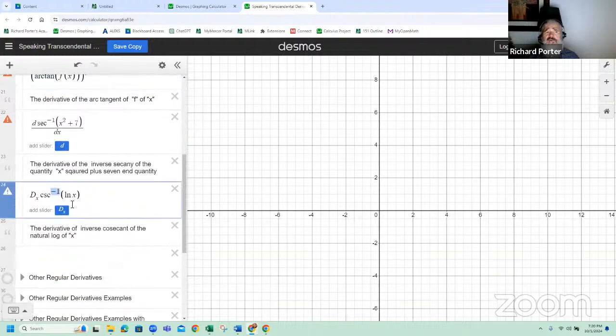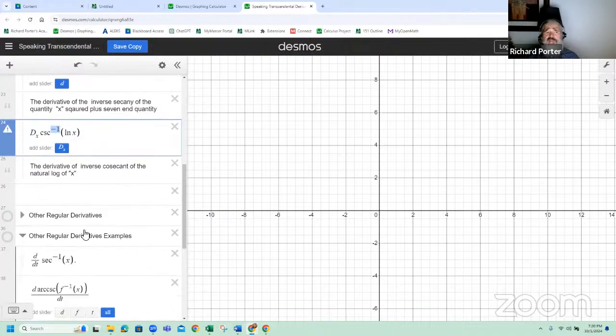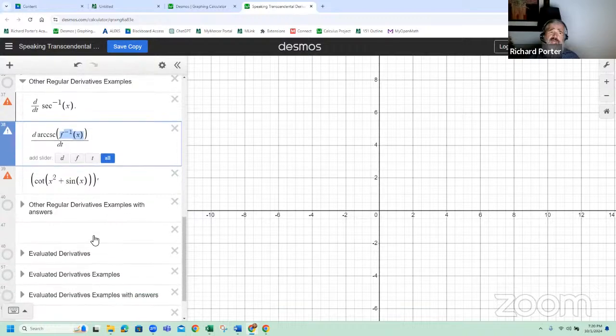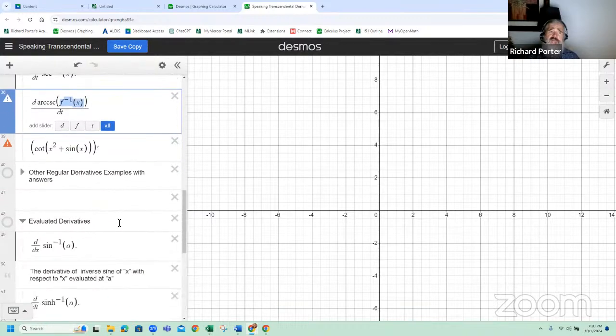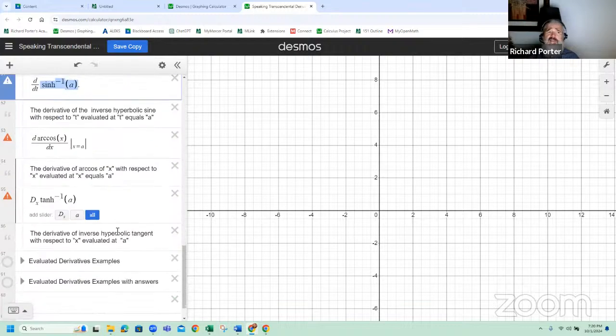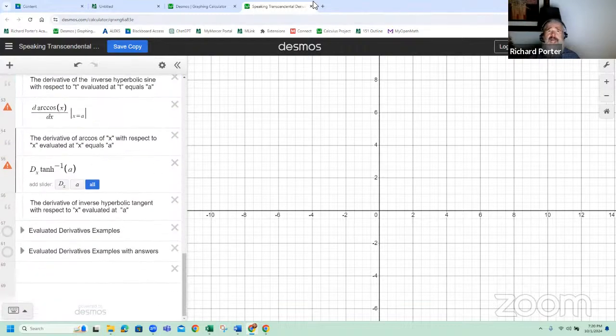Cosecant to the -1 means inverse cosecant. You could just write f to the -1. When you write it that way, it doesn't mean 1 over f, it means inverse. Okay? And you can evaluate functions at specific points. This guy right here is the inverse hyperbolic sine evaluated at A. Okay. All right.